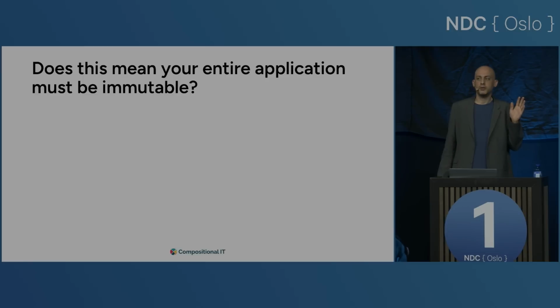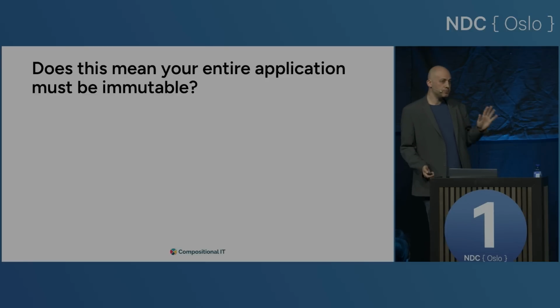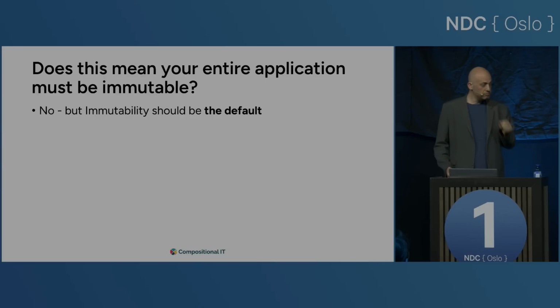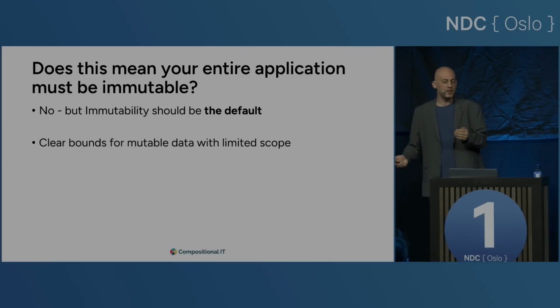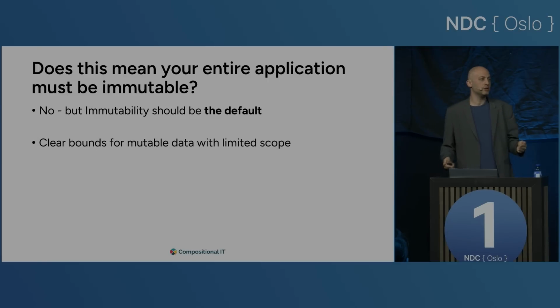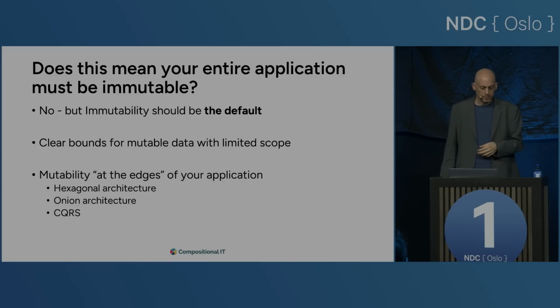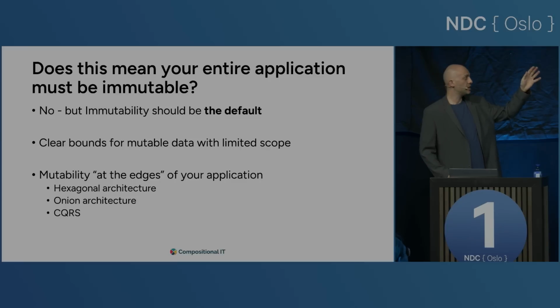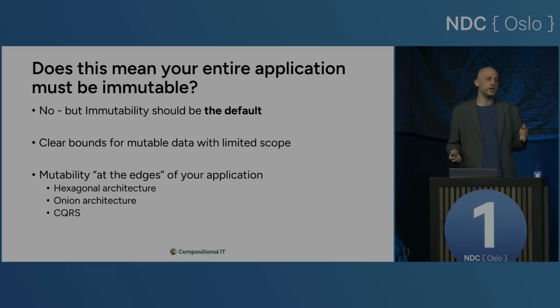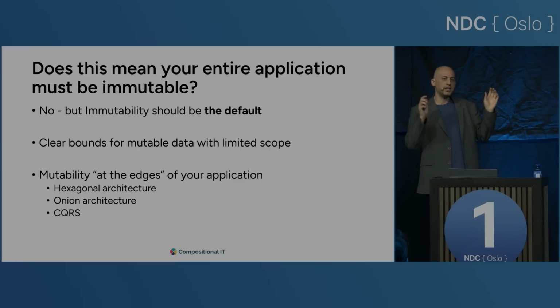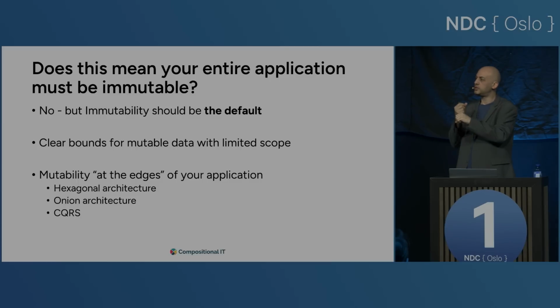If anyone is worrying that what I'm talking about means your entire app has to be immutable, the answer is no. There will always be some mutable state in your application. The important thing is that it should be fairly closely scoped, small scope, and the exception to the rule, rather than what we have today where most data is mutable and you might have immutable data now and again. If anyone's seen these kinds of architectures like hexagonal and onion, they all basically are talking about this. Mutable state on the edges of your app, and then immutable state in the middle.